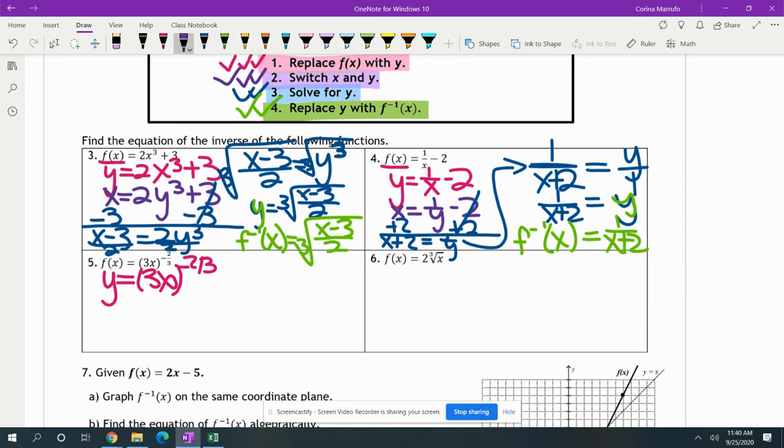Step 2, switch x and y. So it's going to write it as x equals 3 times y to the power of negative 2/3. Okay. Step 3, we're going to solve for y. So I'm going to get the y by itself.